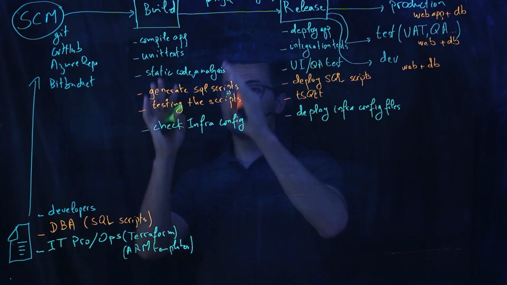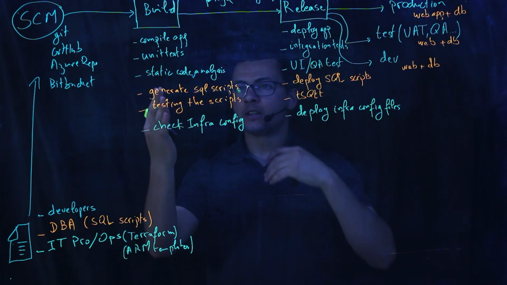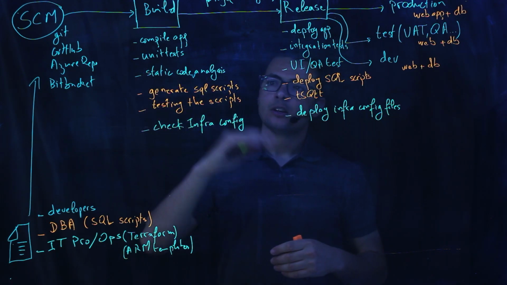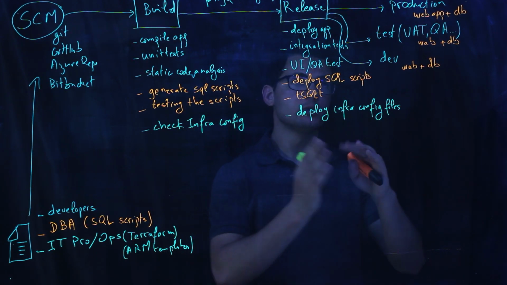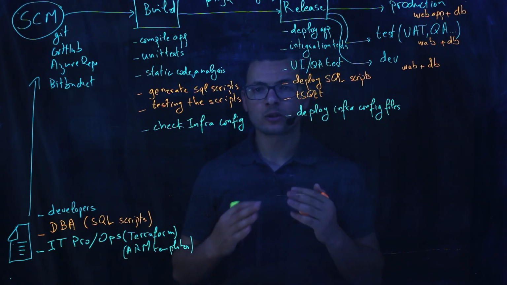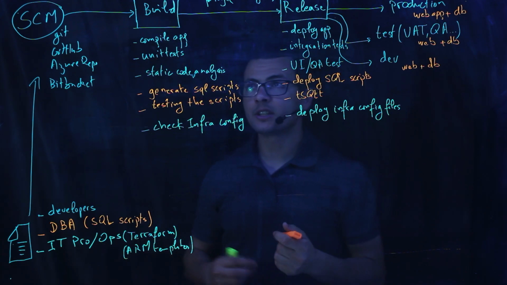At the end, during the build or the CI pipeline, you want to compile the app, run static code analysis, unit tests, and deal with the SQL scripts and the infra config files. Then during the release, the goal is to deploy into the different environments we have. We talked about continuous integration and continuous deployment, but here we mentioned only the build and the release. So what is the difference?